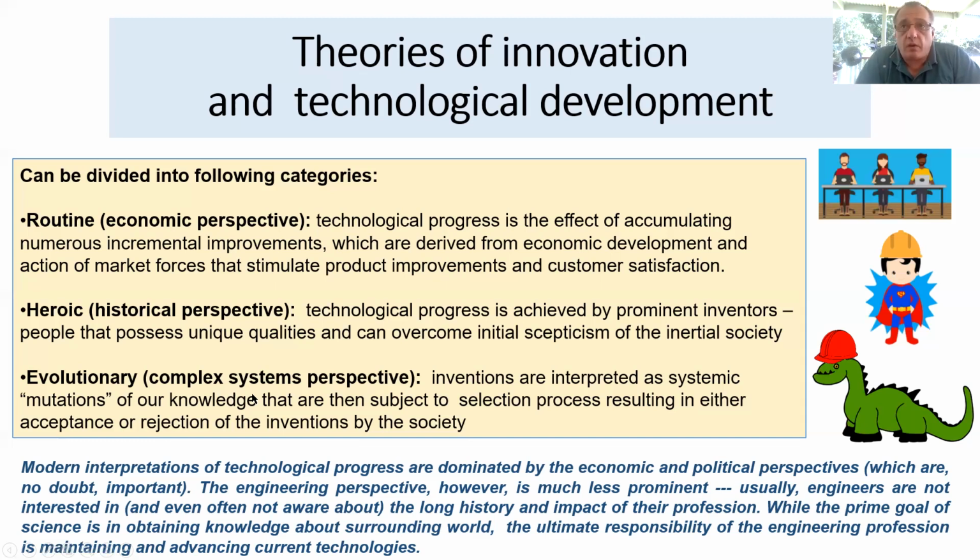And finally, we're going to examine the evolutionary approach to technological progress, which corresponds to the systems perspective on this problem. In this case, inventions are interpreted as systemic mutations of technological knowledge, which are subject to selection by society.